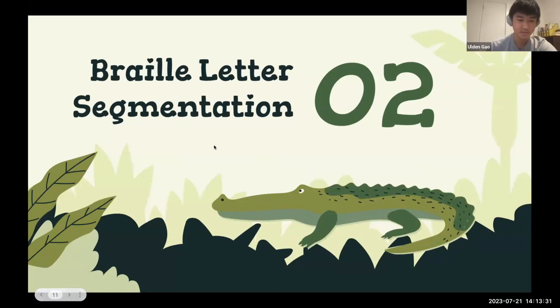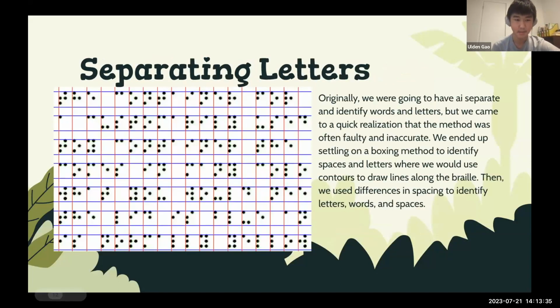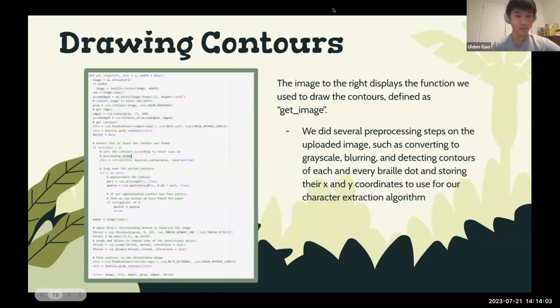All right, so this part's about letter segmentation. Our model can only identify individual characters or letters. So originally we were going to have AI separate and identify words, letters, and all that, but that didn't work. It gave some goofy results. So what we ended up doing is we worked on a boxing method to identify spaces between characters and spaces between words.